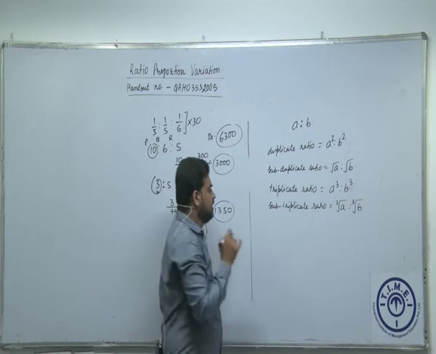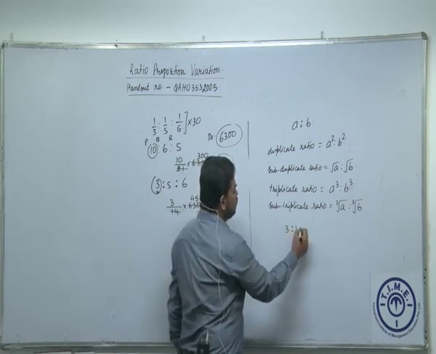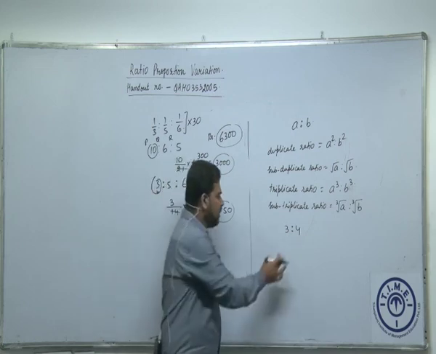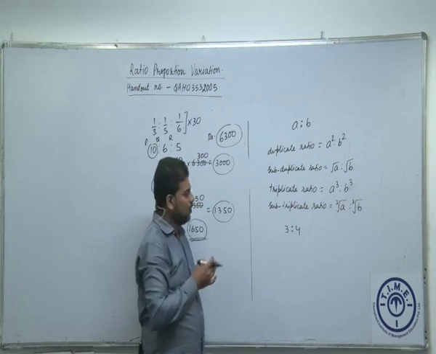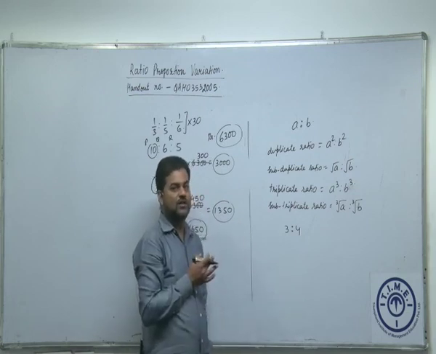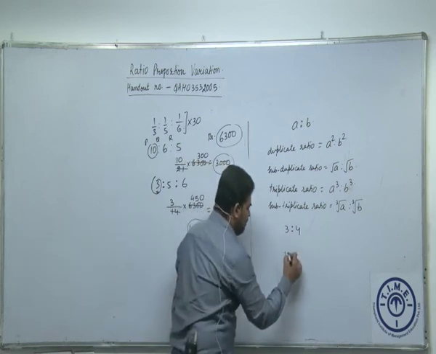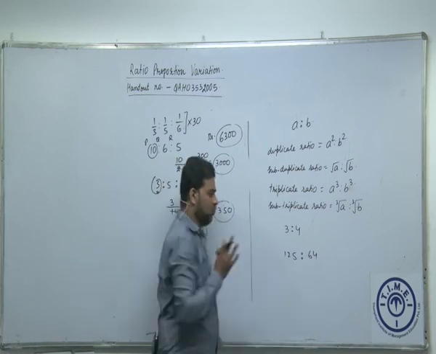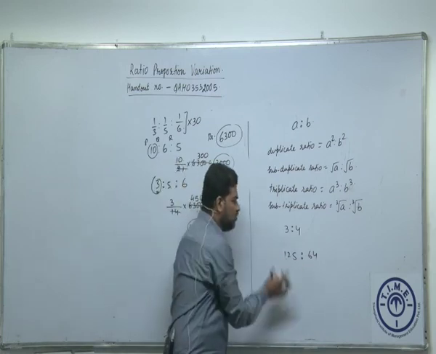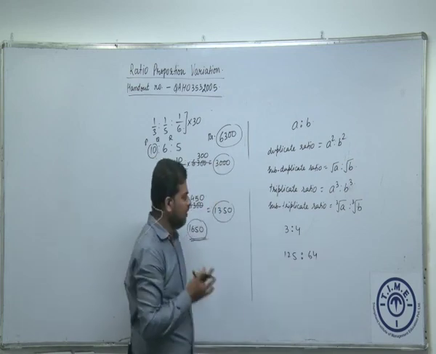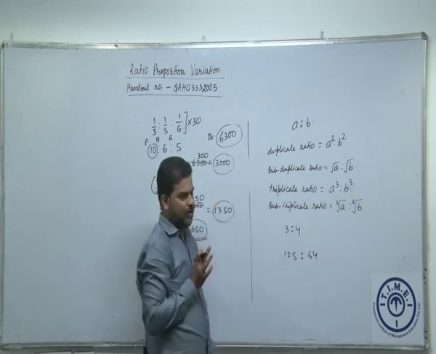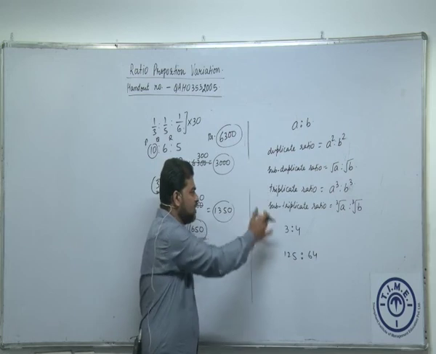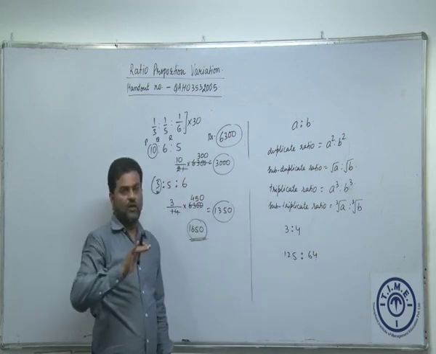Now let us say, what is the duplicate ratio of 3 is to 4? Can I say it will be 9 is to 16? What is the triplicate ratio of 3 is to 4? It will be 3 cube is to 4 cube, which is 27 is to 64. Okay, one more: 125 is to 64. What is the subtriplicate ratio of this? We'll take the cube root of this also, cube root of this also. What is the cube root of 125? 5. And what is the cube root of 64? It is 4. I hope these definitions are clear. Okay, we'll start with the next segment then.